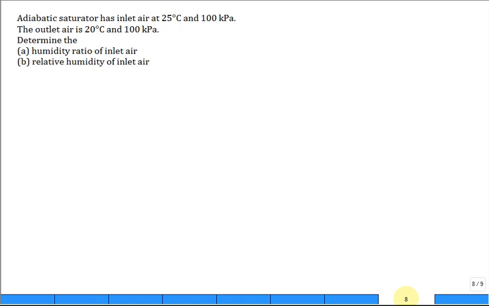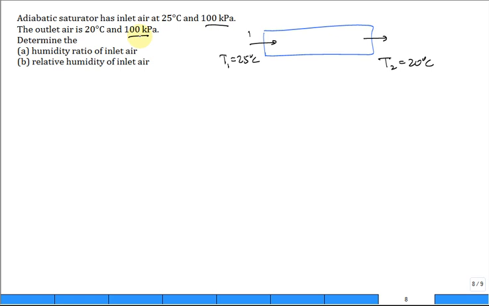Adiabatic saturator has inlet air of 25 degrees C and 100 kilopascal. So here's our condition. It comes in at 1, temperature 25 degrees C, and it goes out at 2 at 20 degrees C. And it's always 100 kilopascal. Okay, great. Determine the humidity ratio of the inlet air. So I want to find omega 1. And then I want to find the relative humidity of the inlet air, phi 1.